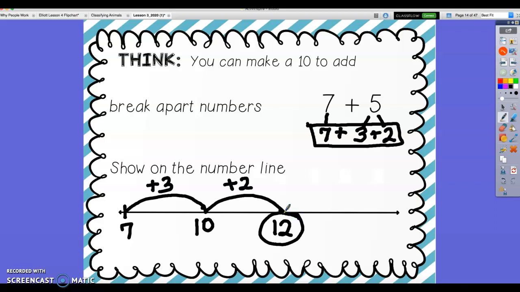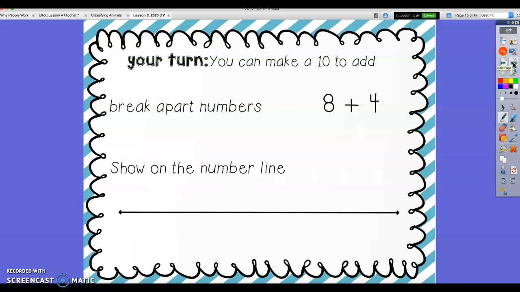I'll give you a moment to look at that because it's time for you to try one on your own. All right, go ahead and try this problem. You can make a 10 to add. So I want you to break apart the numbers and then show on a number line how to solve. Pause while you are working.